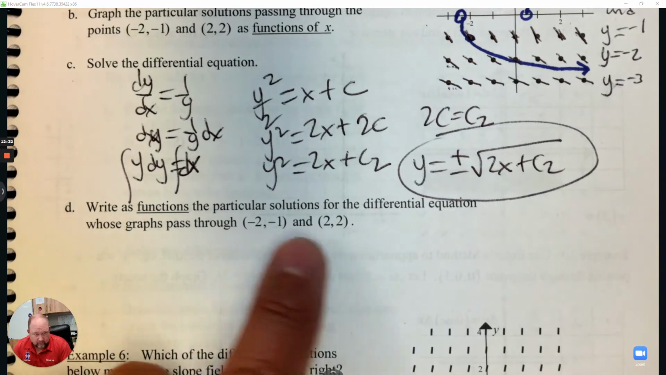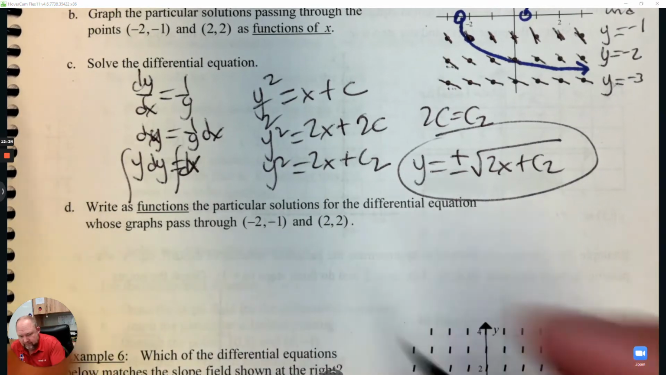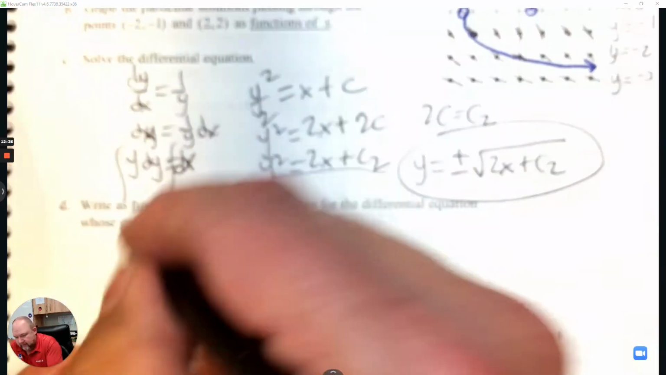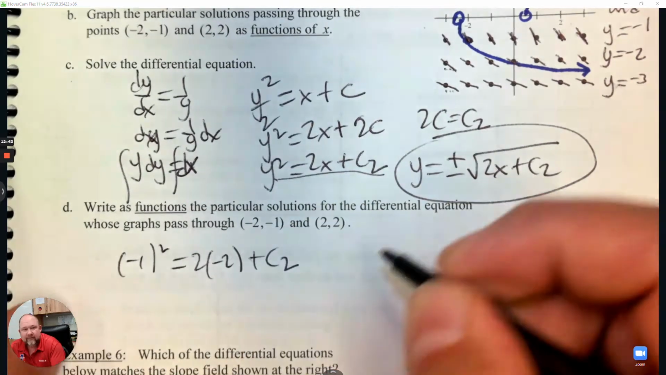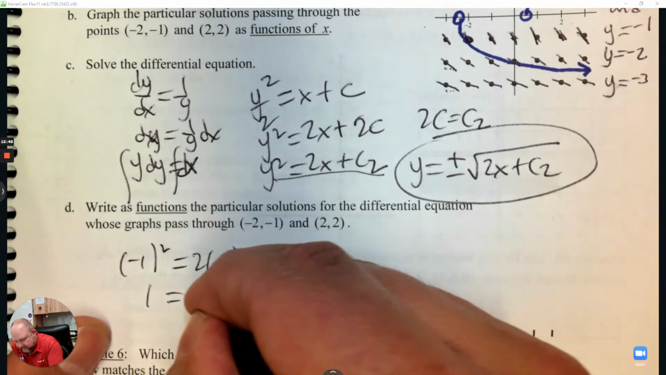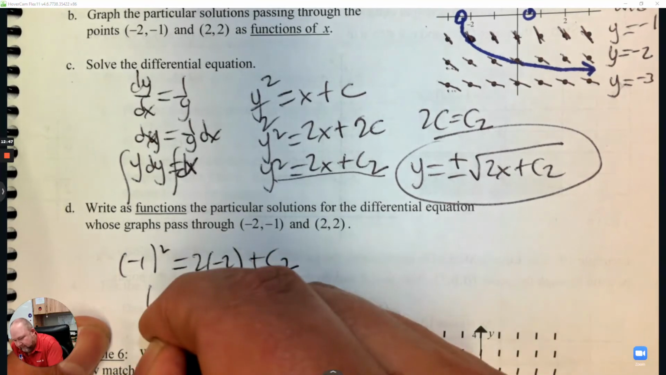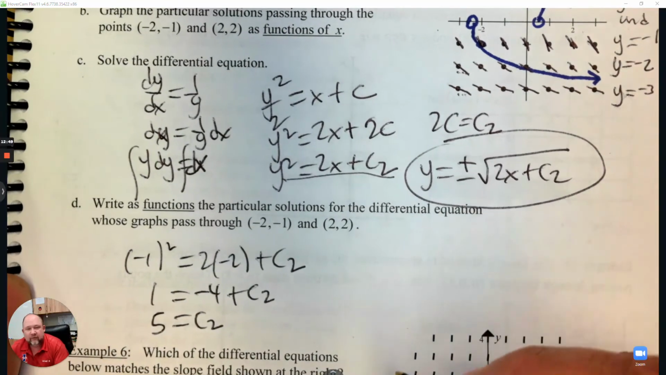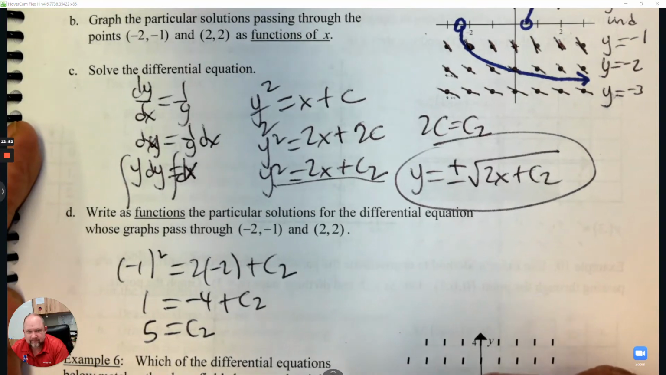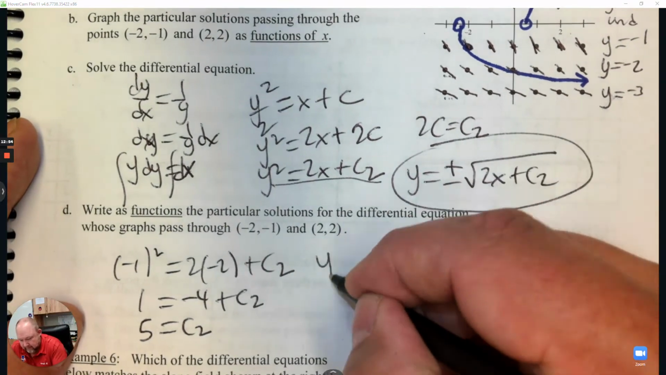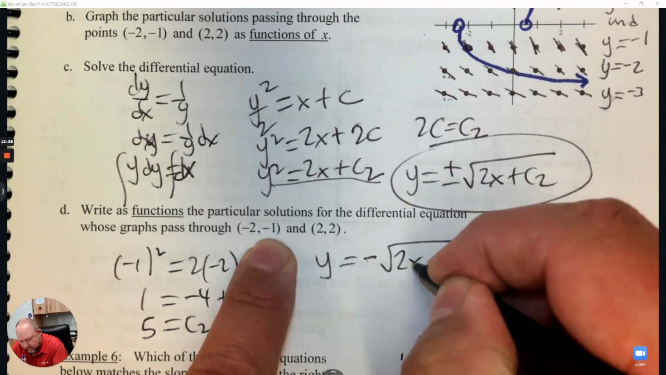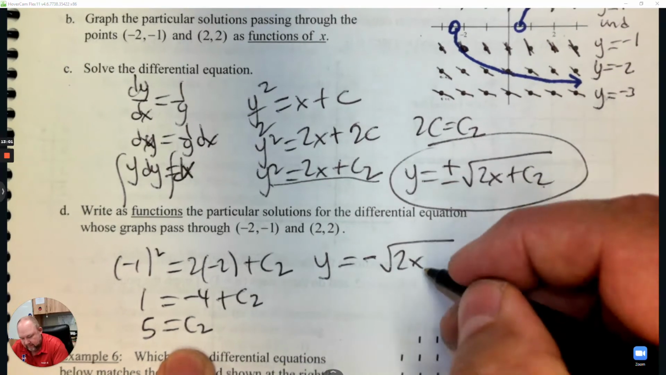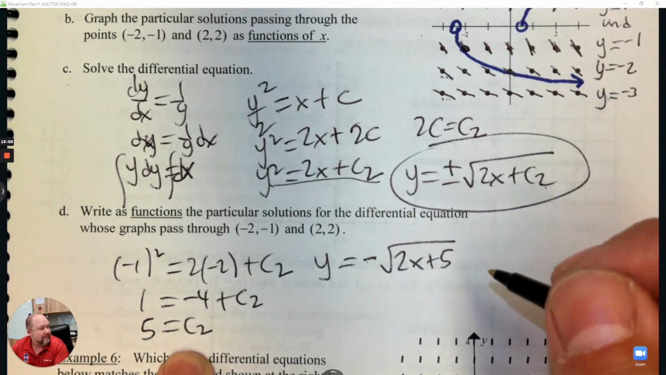All right, write as functions what we just did. So I'm going to plug into here. So I have -1 for the y coordinate, and I have -2 for the x coordinate. And then I'm going to solve it. So I'm going to add 4, so I get the answer 5. So the equation would be, because the y coordinate is negative, we go negative square root of 2x plus 5. That's one answer.